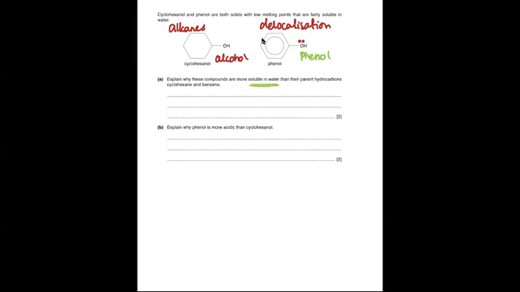So that means you have to compare cyclohexanol versus cyclohexane, or they're both the same, sort of more or less the same explanation. Phenol versus benzene. So the hint there is the OH group. Okay, so solubility, you have to talk about if there is an interaction with water.